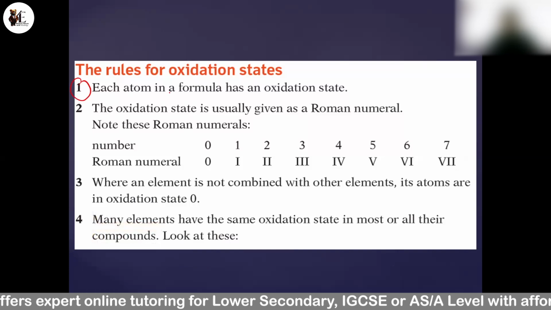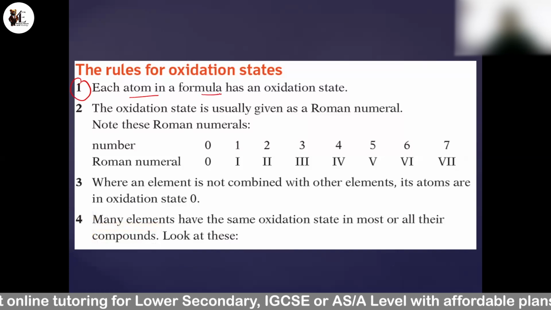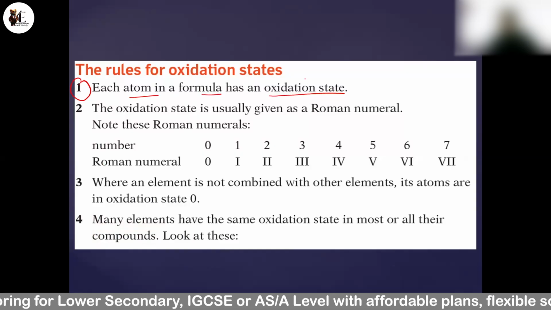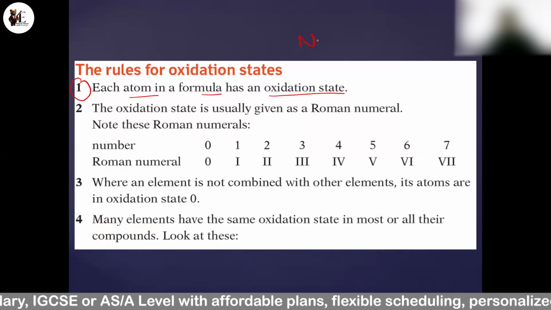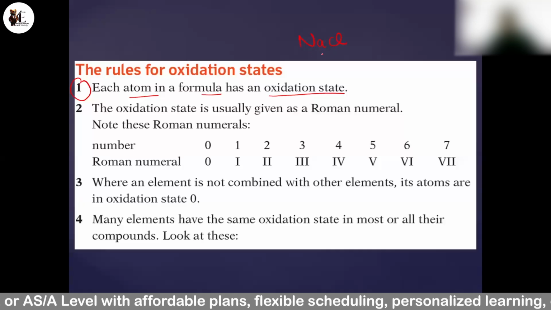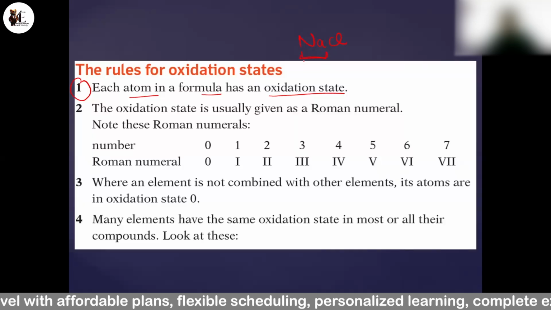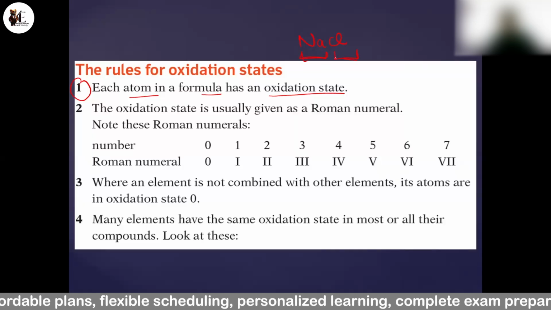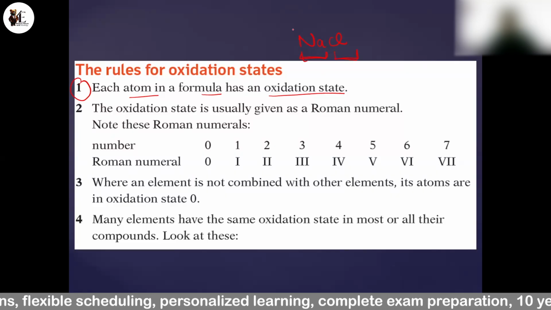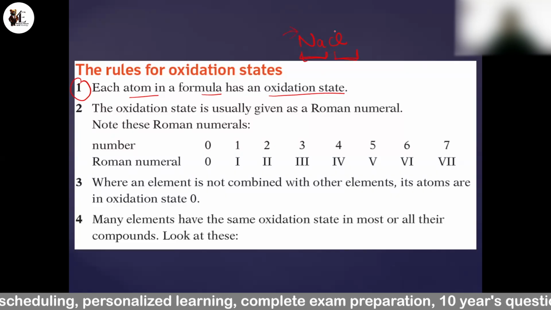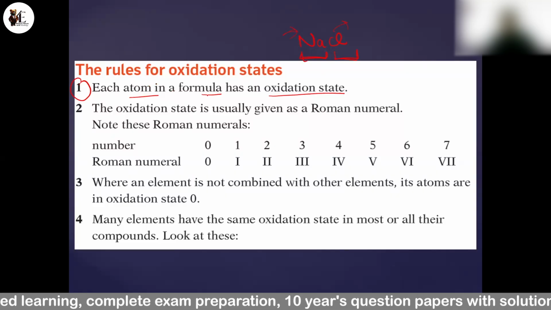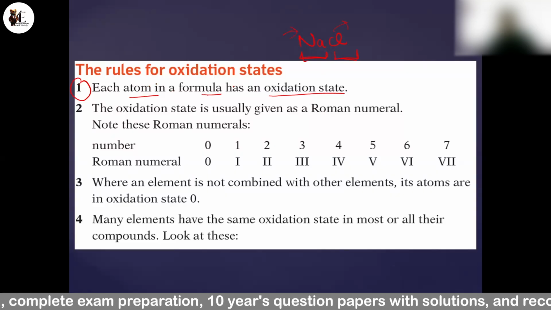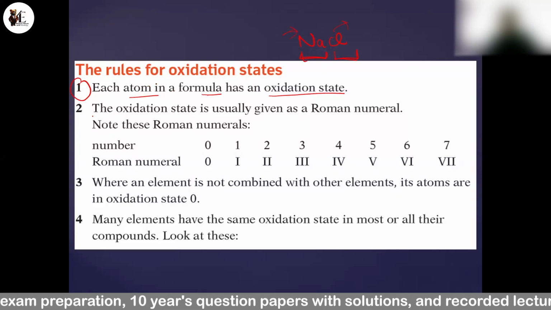The first rule says that each atom in a formula has an oxidation state. If you are writing any compound, for example, I am writing sodium chloride, in this we have 2 atoms, one is sodium and one is chlorine. So sodium has an oxidation state and chlorine also has an oxidation state. That means each atom in a formula has an oxidation state. It can be 0 also.